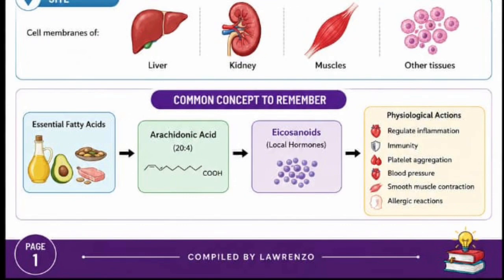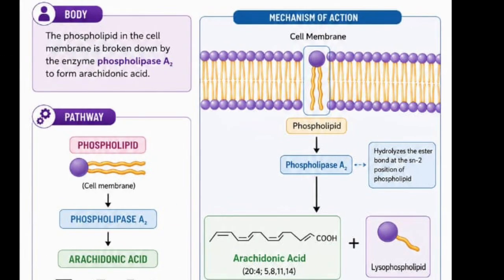So the concept to remember here is essential fatty acid, and you get what? Arachidonic acid. Arachidonic acid gives eicosanoids, which are local hormones that help in regulating inflammation, immunity, platelet aggregation, blood pressure, smooth muscle contraction, and allergic reaction. So we want to go into the biochemical pathway of eicosanoid metabolism. But before we go there, we have to synthesize what? Arachidonic acid.